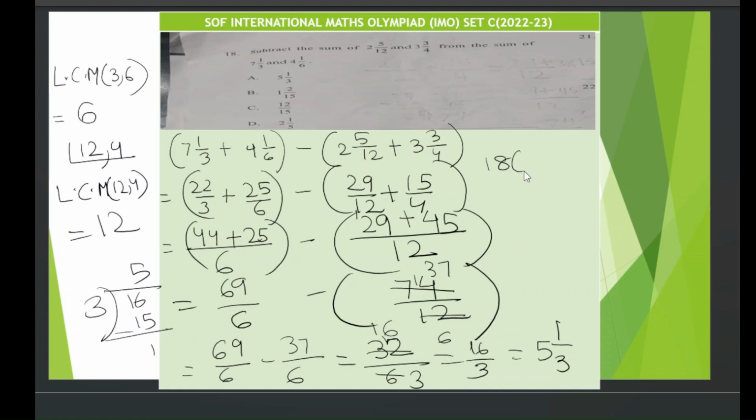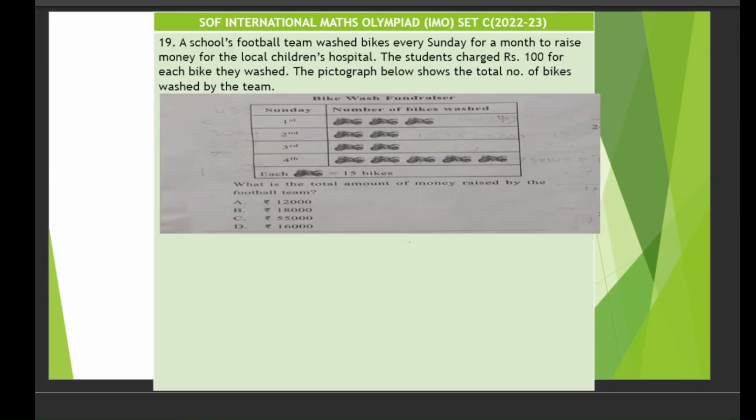Question number 18, option A, 5 1 by 3 is the answer. Let's move to the next question. Let's solve the next question.